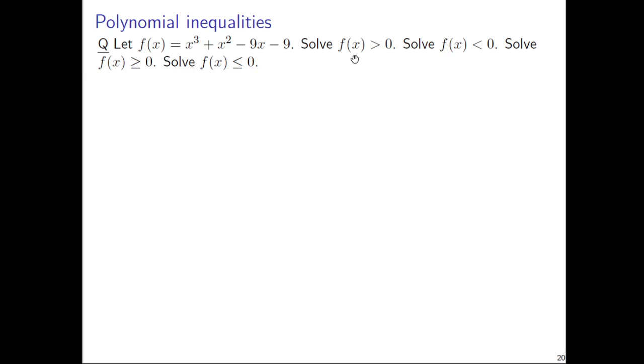I'd like to solve f of x greater than 0, then solve f of x less than 0, then solve f of x greater than or equal to 0, and then solve f of x less than or equal to 0. So there's 4 separate inequalities, but in each case on the left side you have this polynomial.